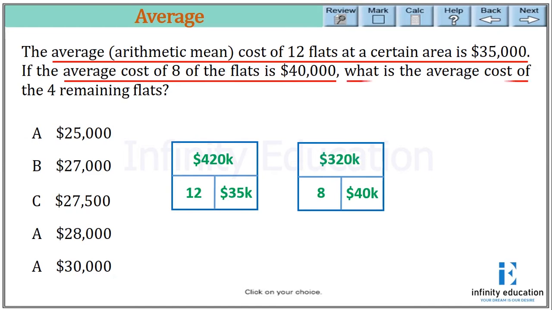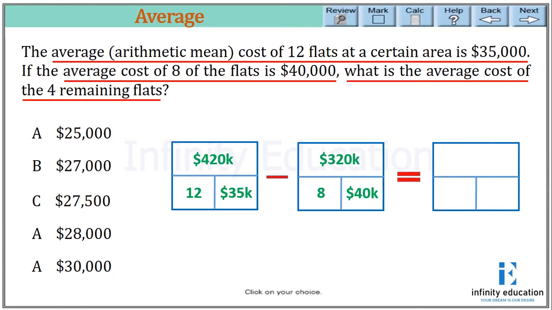Now the question is, what is the average cost of the 4 remaining flats? So if I want to find the average for the 4 remaining flats, I have to subtract the first average box from the second. When I am subtracting, I can subtract the total amount and the numbers, but not the average. So 12 minus 8, the remaining flats are 4. And for these 4 flats, the total should be $100K. So the average for these 4 flats should be $25K. So A should be the answer to the question. I hope the question is clear to you.